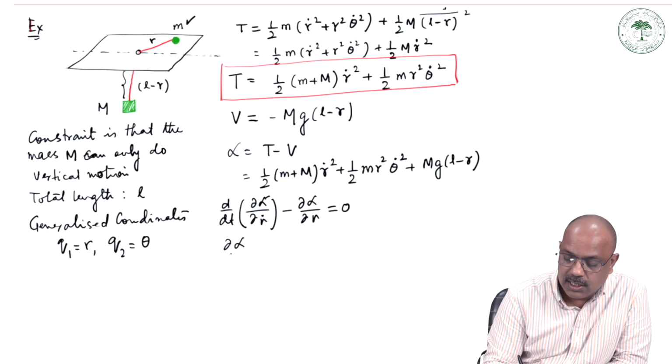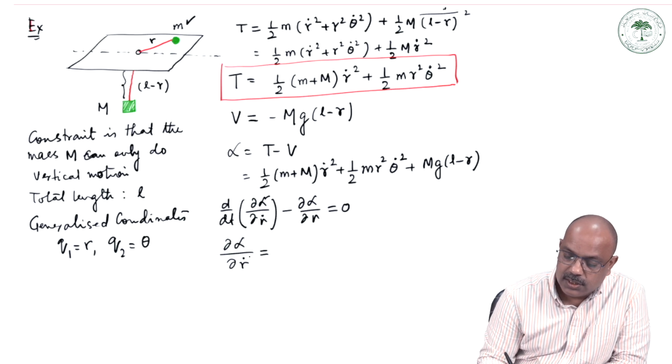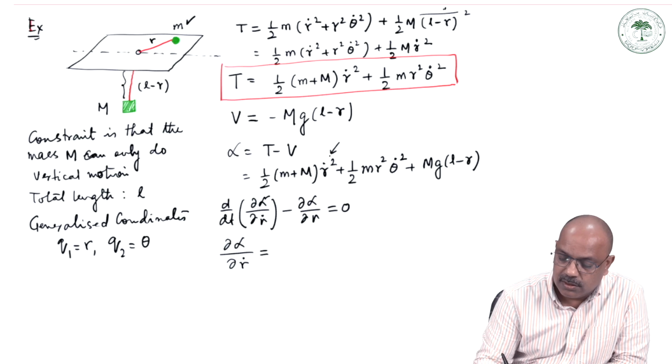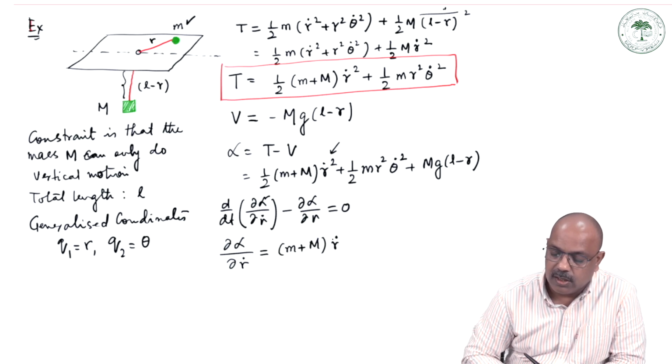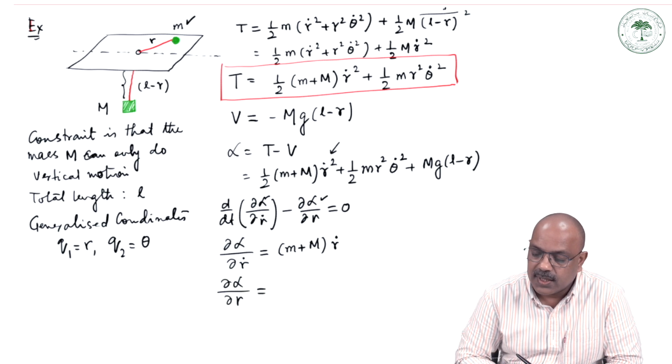So ∂L/∂ṙ, if you calculate it: ṙ appears here and nowhere else, so this is (M + m)ṙ. Now I can calculate ∂L/∂r.